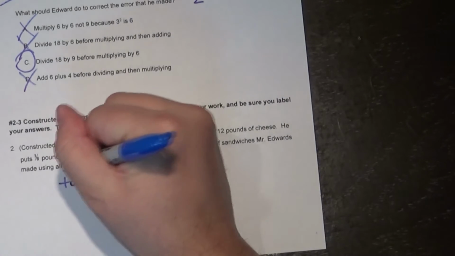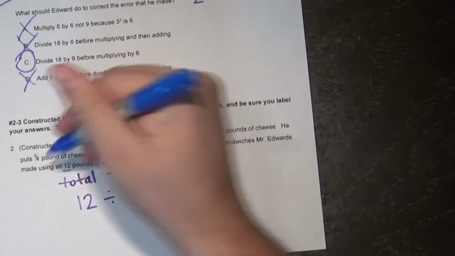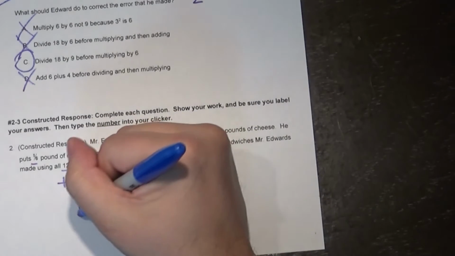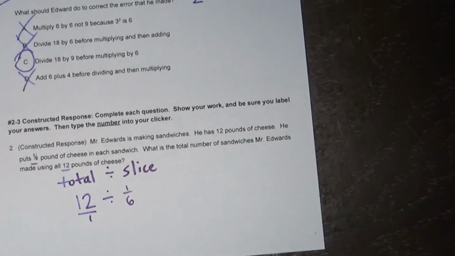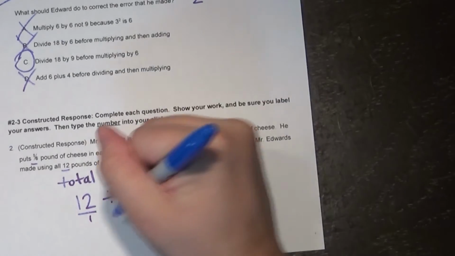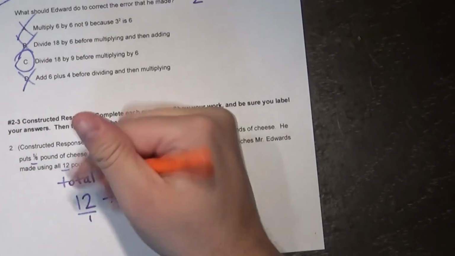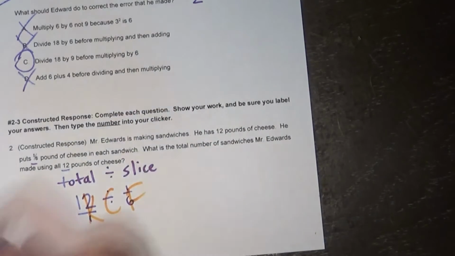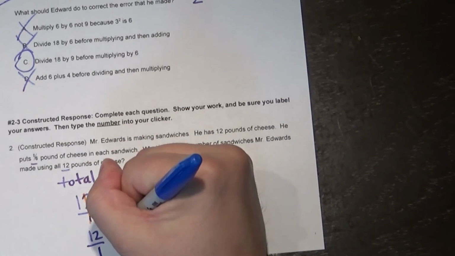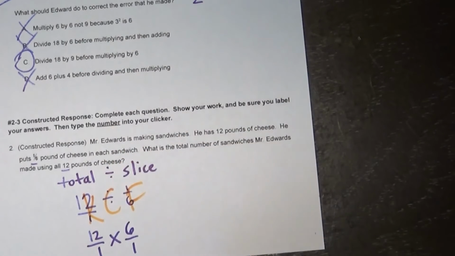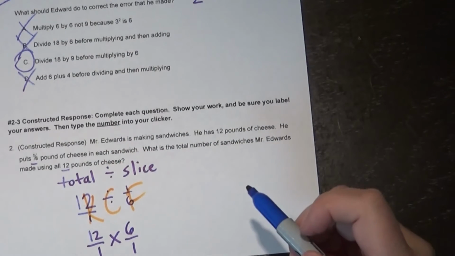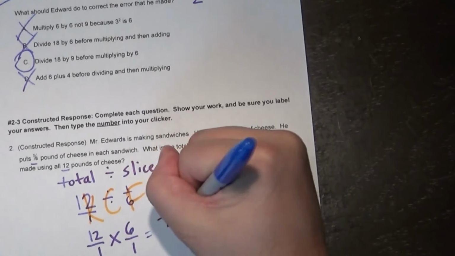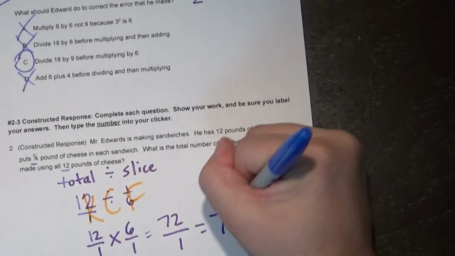So the total here is 12 pounds of cheese. That's going to be divided by 1 slice, which is 1/6. All right, so I can easily turn 12 into a fraction. That's 12 over 1. And now I can use my strategy here, let's see if I can use my highlighter, I'll say keep, change, flip. All right, so when I keep, change, flip, I have 12 over 1 times 6 over 1. And then 12 times 6, if you didn't know, we could, of course, do that math off to the side. I just happen to know it comes out to be 72 over 1, which is really 72.